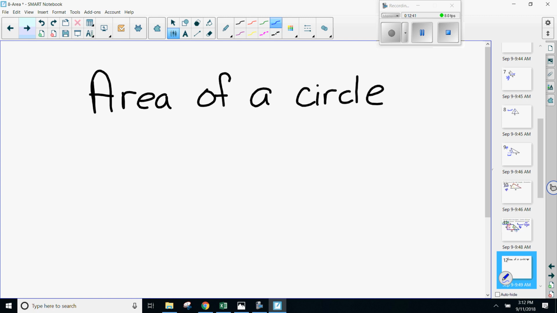What is it? Pi r squared. Pi times radius squared. That doesn't mean the radius times 2. Remember what 4 squared is. 4 squared is 16, not 8. 3 squared is 9, not 6. Common mistake that I get.